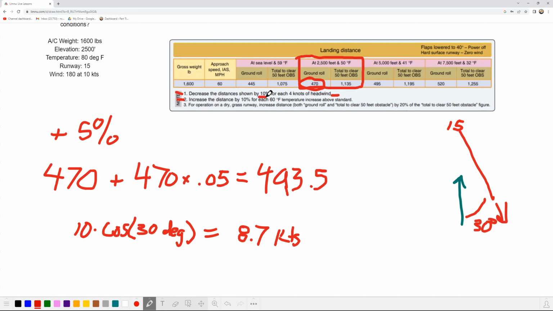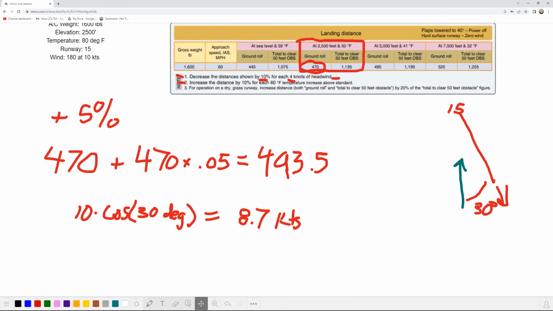So instead of 10%, for 4 knots, we have 8 knots. So we want to do 20%. Now we want to change this number, because this is our current landing distance, the last thing we calculated. We want to decrease that by 20%. Why decrease? Because a headwind helps us land in a shorter distance. So instead of adding 5% here, we're going to subtract 20%.